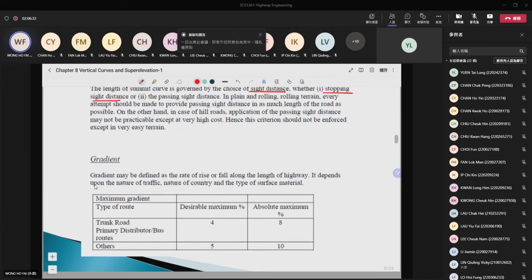And then for the gradient, the allowable gradient is 4% for the trunk road and primary distributor, and 5% is the desirable maximum. That means when you design your road, usually 4% and 5% is the appropriate gradient. And then, if necessary, we should also provide an absolute maximum for both the trunk road, primary distributor, and the others. But usually, we will design a road to be 4% and 5% if possible.